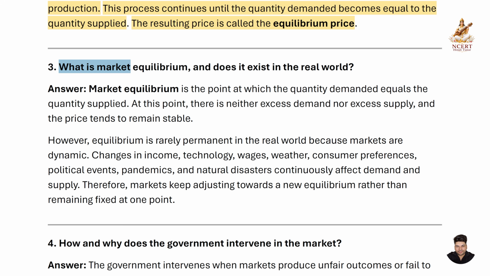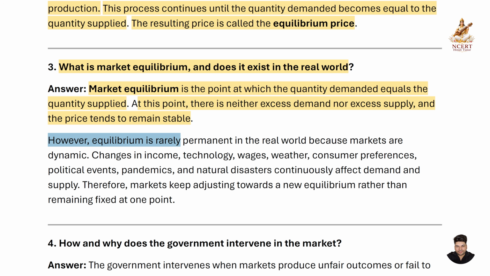Question 3. What is market equilibrium and does it exist in the real world? Answer. Market equilibrium is the point at which the quantity demanded equals the quantity supplied. At this point, there is neither excess demand nor excess supply, and the price tends to remain stable.